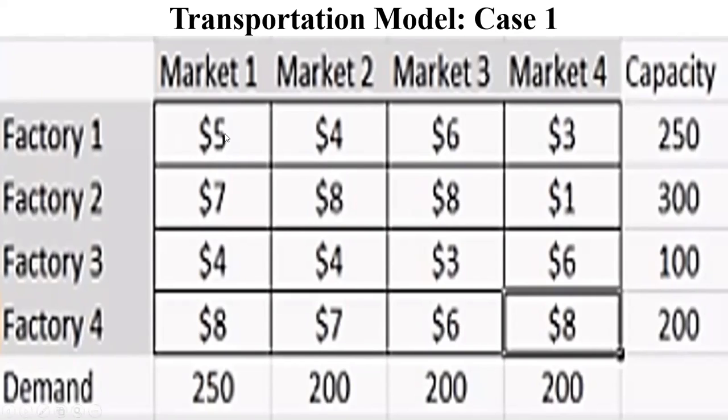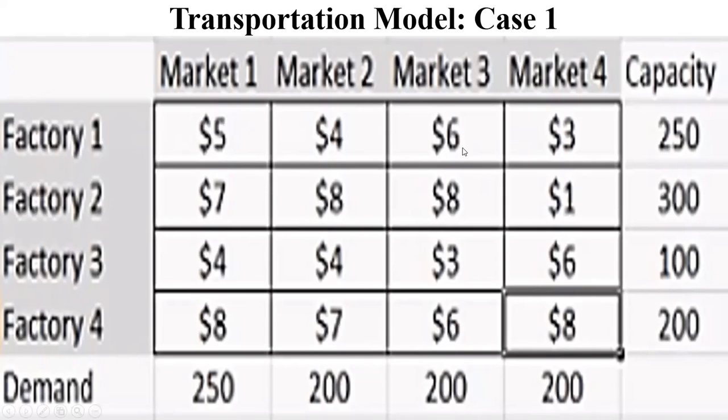With the total cost, if you look at the decision variables, 5 into x1 plus 4 into x2 plus 6 into x2, this will come. Okay, so how many will come? 16 times will come. Each one is the cost. X is the unit. Please don't confuse. X is how much unit you are transporting from factory 1 to market 1. That is a unit.